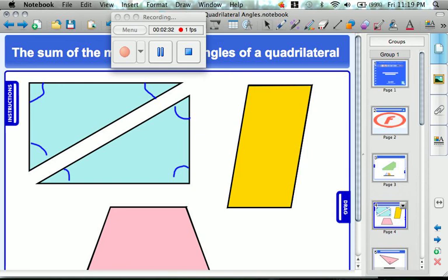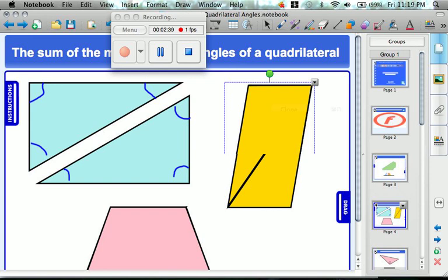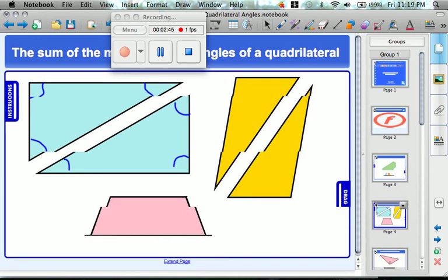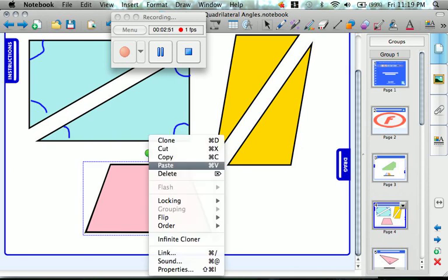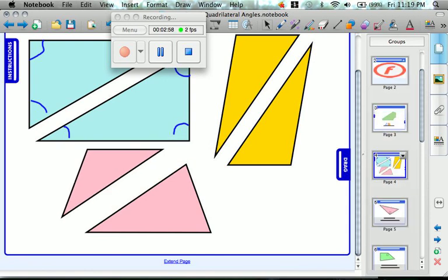And this also works for the other quadrilaterals that we have. So if we cut away that quadrilateral, we see that we have a set of two triangles, which gives us 180 degrees of one, 180 degrees of another. Add those together, you have 360 degrees. And the same for this quadrilateral as well.